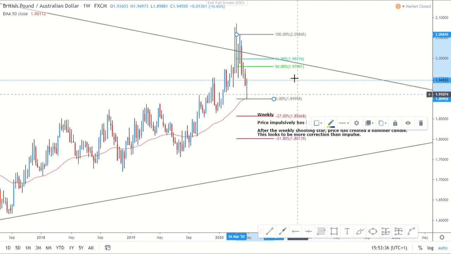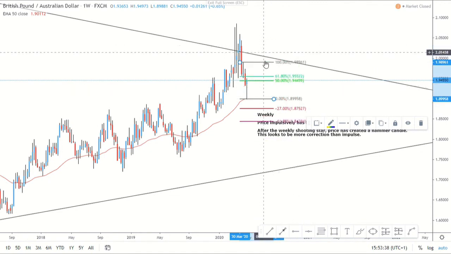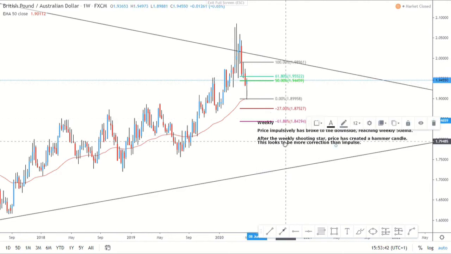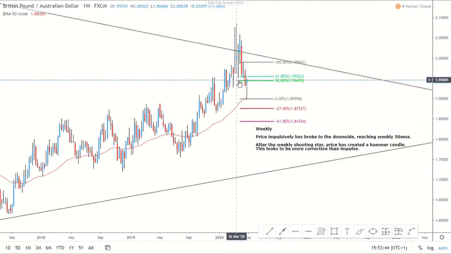So off the back of that, we can remove our fib, and now we're looking for price to retrace. It's currently sitting at 50%, and then we look for this to continue pushing to the downside. It's natural to get a retracement after a shooting star anyway.